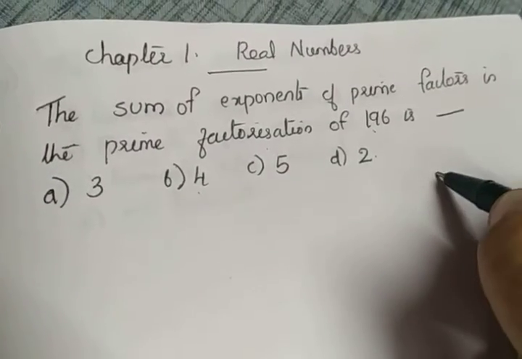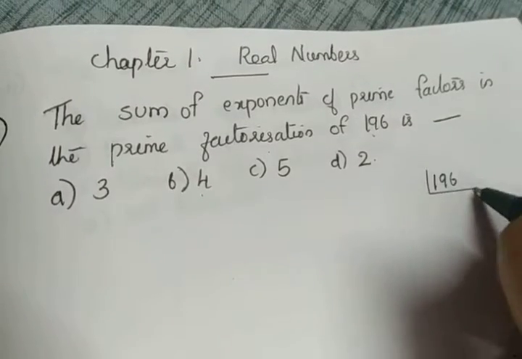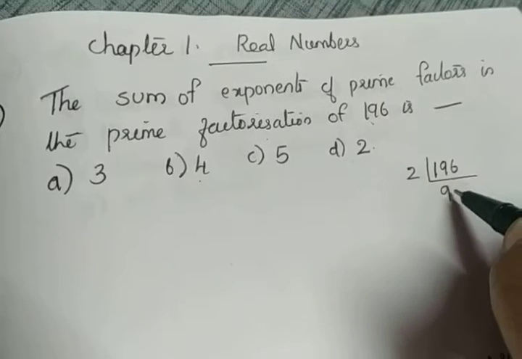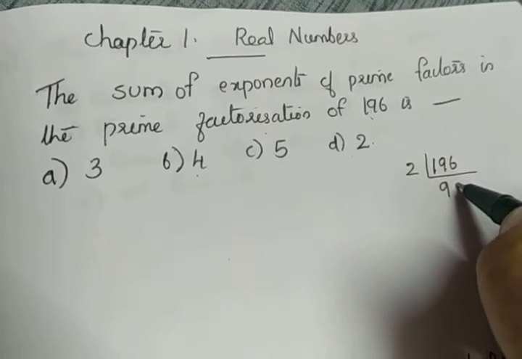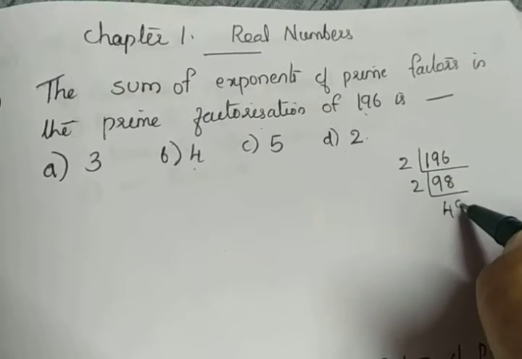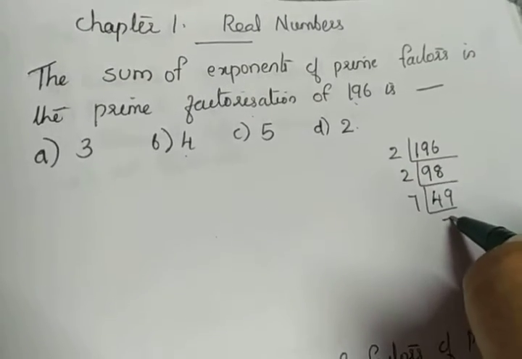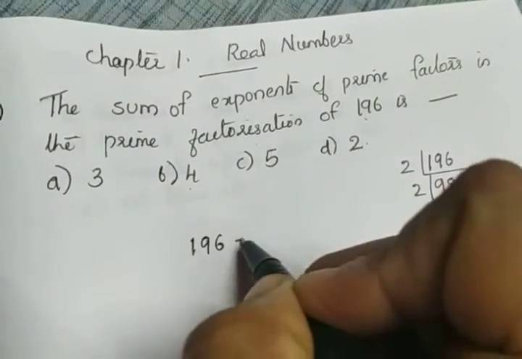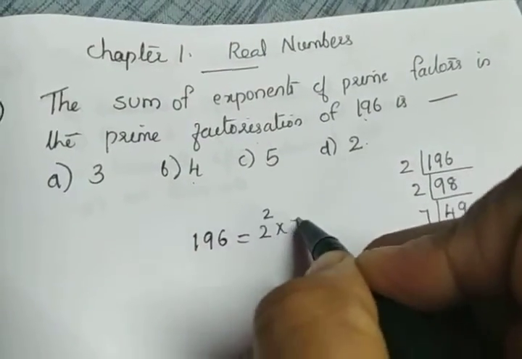So what we have to do is first factorize 196 using prime factorization. I'm starting with 2. 2 times 98 gives you 196. Again 2 times 49 gives you 98. Again 7 times 7 gives you 49. So what can we write? We can write 196 as 2 square into 7 square.